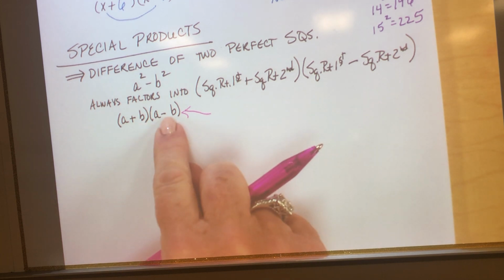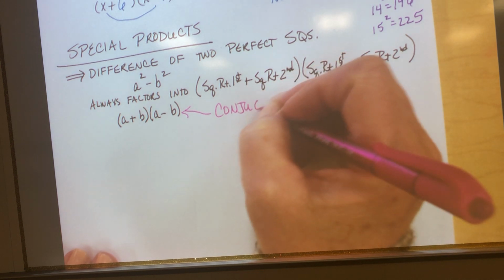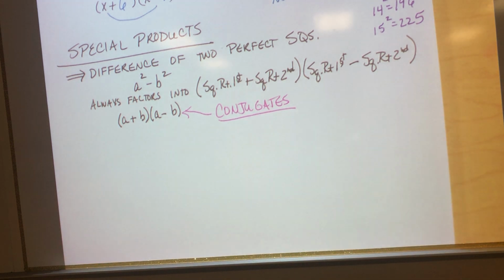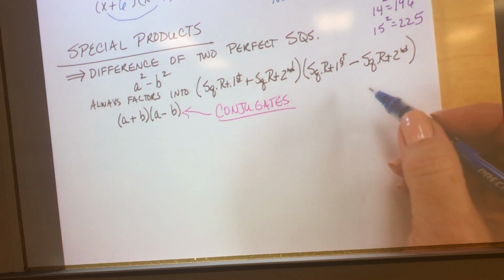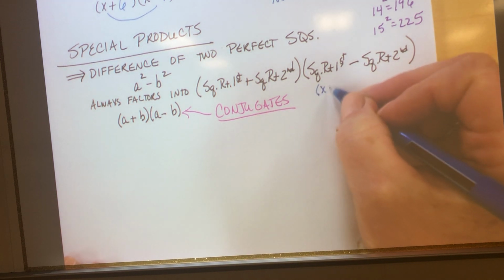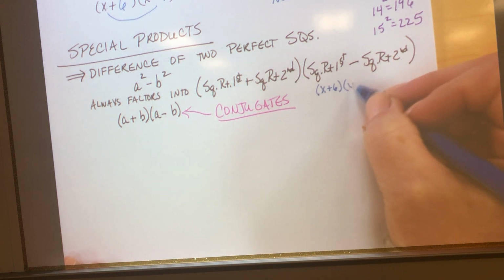A plus B, A minus B. They have a special name. You need to know it. It's called conjugates. Conjugates, okay? The same first and the same last and a different sign in between. So let's just go over here for a second and see if you can name some conjugates, all right? What is the conjugate of x plus 6? X minus 6.